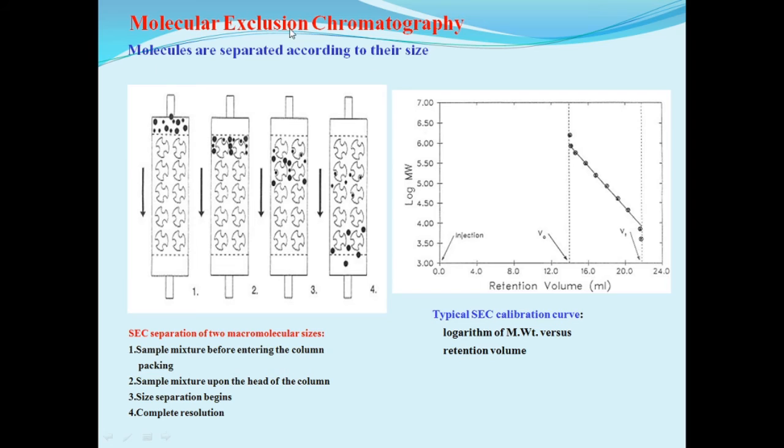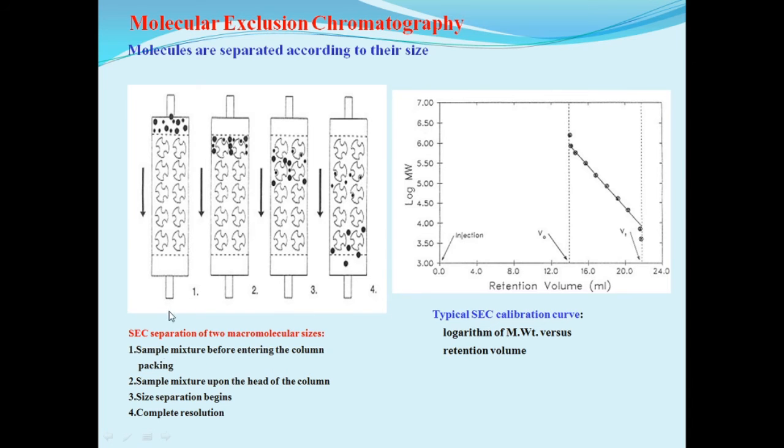These are the molecular exclusion chromatography. Molecules are separated according to their size. Here, size exclusion chromatography is the separation of two macromolecular sizes. Sample mixture before entering the column packing. Sample mixture upon the head of the column. Size separation begins and complete resolution. These are the 1, 2, 3, 4.